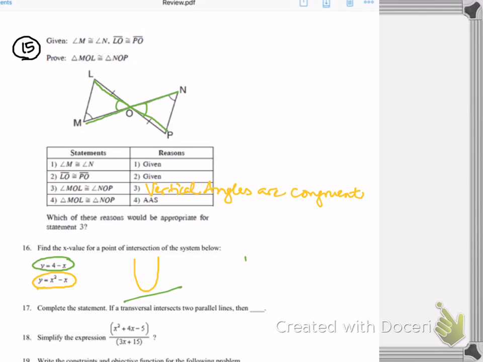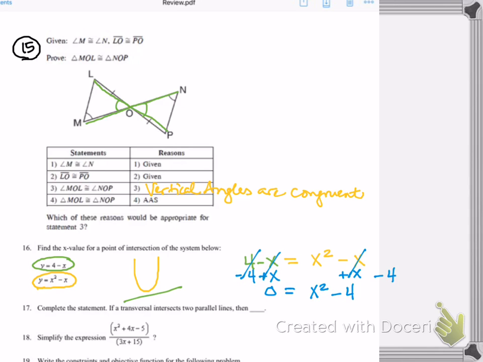So I'm going to say 4 minus x equals x squared minus x. Then I'm going to solve this equation. To solve a quadratic equation, you have to have a 0 on one side. So I'm going to subtract the 4, and I'm going to add the x. So minus 4 and plus x. So these are going to cancel out. These are going to cancel out, giving me 0 equals x squared. These cancel out, minus 4.